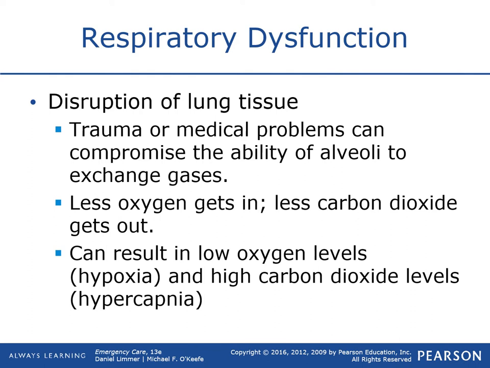Another way we can have respiratory dysfunction is disruption of the lung tissue itself. Disruption of lung tissue can be caused by one of two things. It can be a trauma problem or a medical problem. Trauma problems are pretty easy if you think about it. If, say, you're stabbed in your chest and the knife goes through some of your lung tissue, you aren't going to be able to pass gas through that tissue that got destroyed by the knife. So that's pretty easy to think about and figure out. Medical problems are much, much more common for us to see in the field.